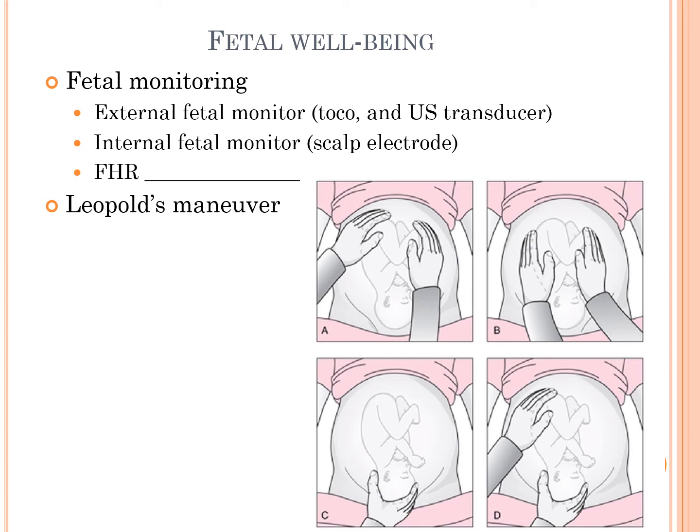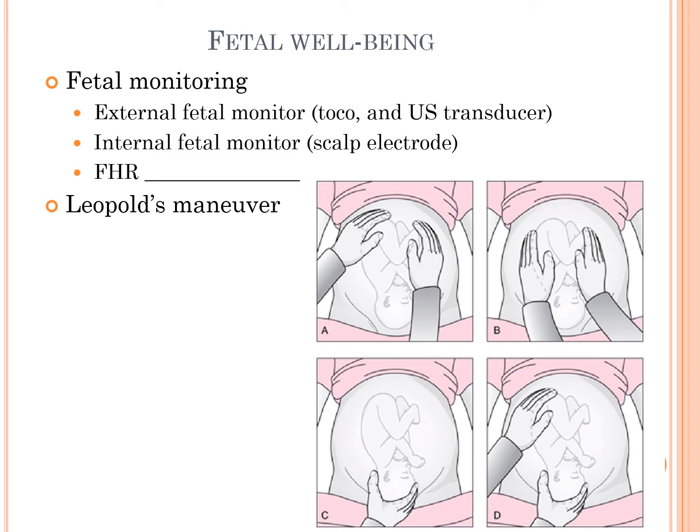The TOCO that goes on the outside for contractions can tell us how often someone's contracting and how long the contractions are, but it cannot tell us how strong. The only way we can measure strength is by palpating and feeling mom's abdomen. So the normal fetal heart rate is 110 to 160.